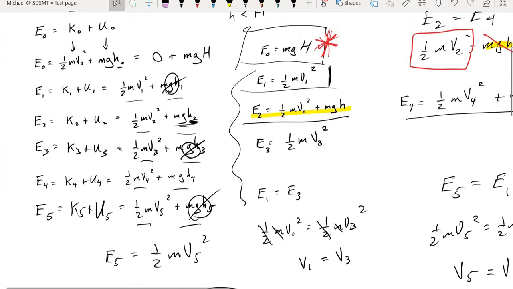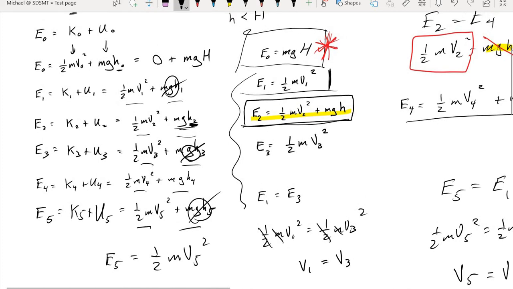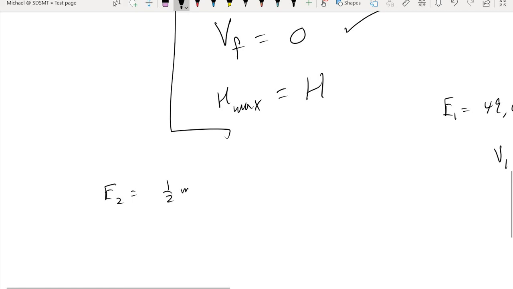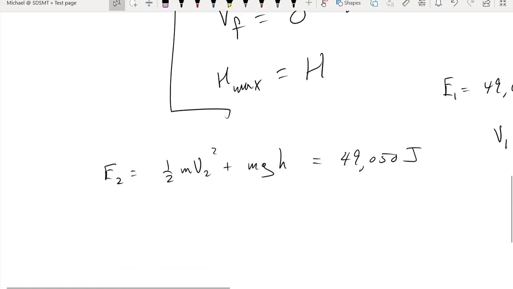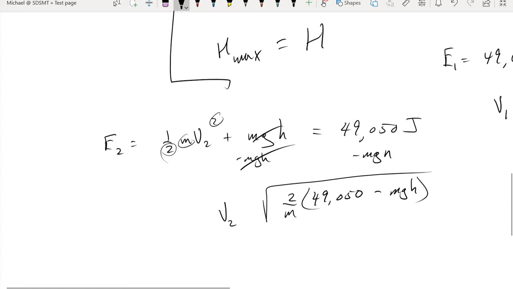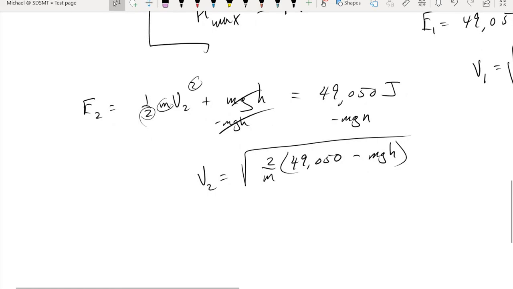On to V2. So V2 is part of E2. We'll bring E2 down here. E2 is 1/2 mv2 squared plus mg little h. All of that has to equal the 49,050 joules. We're solving for V2, so we will start by subtracting the mgh term from each side. 49,050 minus mgh. We then have to multiply everything by 2, divide everything by m, and then take a square root. And that will give us the speed at V2.